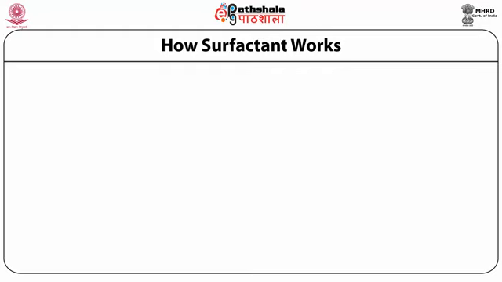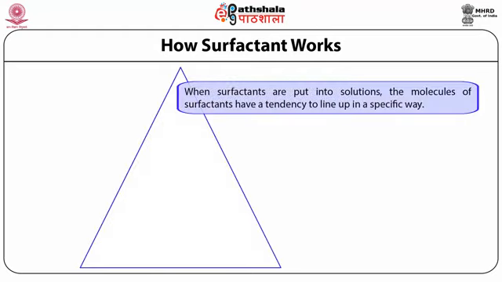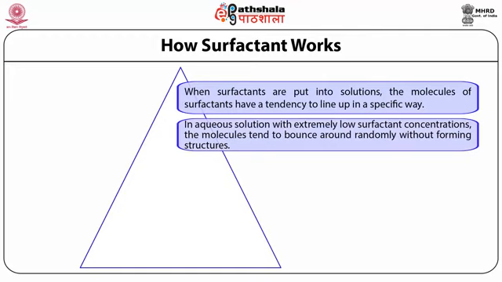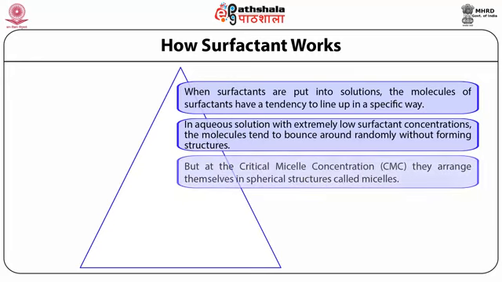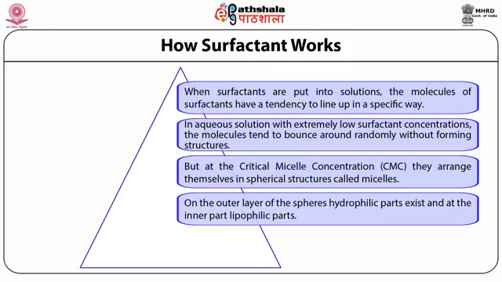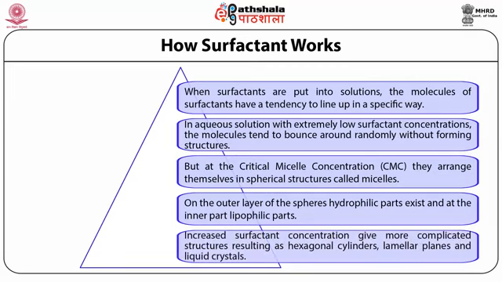Coming to how the surfactant works in an emulsion, when surfactants are put into solutions, the molecules of surfactants have a tendency to line up in a specific way depending on the solution composition, the concentration of the surfactant, and the temperature. In aqueous solution with extremely low surfactant concentrations, the molecules tend to bounce around randomly without forming structures. But at the CMC, the critical micelle concentration, they arrange themselves in spherical structures termed micelles. On the outer layer of the spheres are the hydrophilic parts of the surfactant molecule, and on the inner layer are the lipophilic parts. Increased surfactant concentration gives more complicated structures, resulting in hexagonal cylinders, lamellar planes, and liquid crystals.